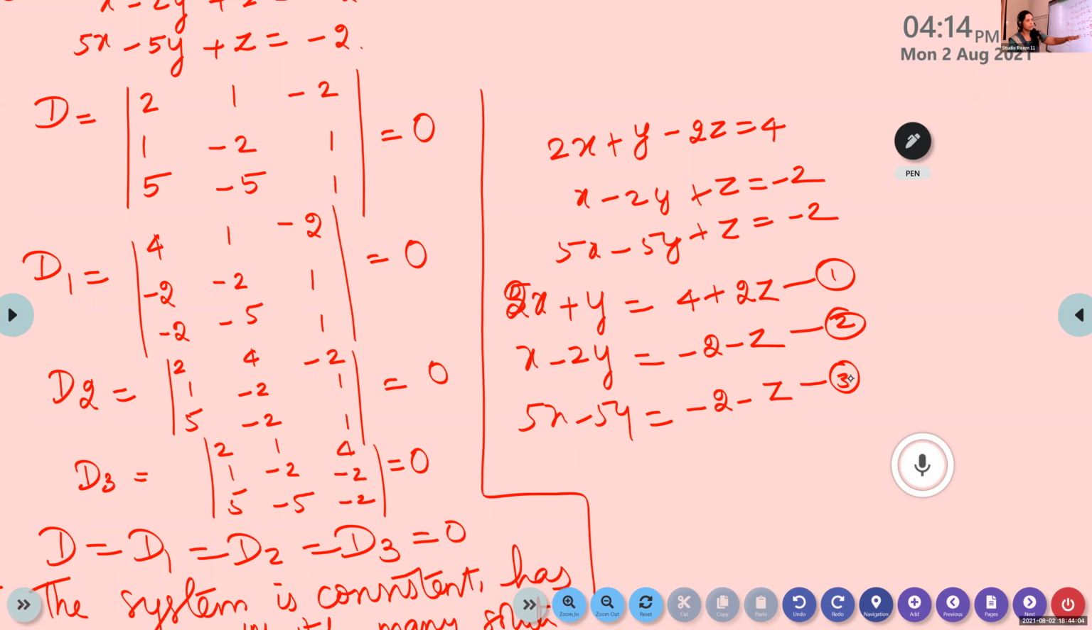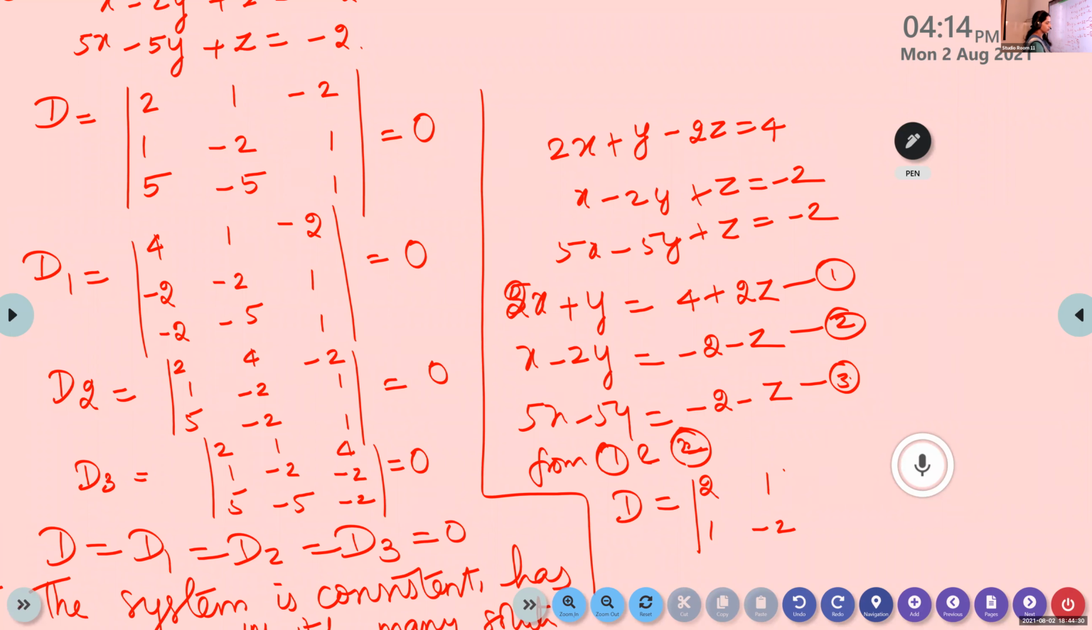So now don't bother about the third equation. You take only the first two equations. From the first two equations, from 1 and 2, I consider only these two. From the first equation, I'm defining D. This part I'm going to take as constant, so only the x and y variables I'm going to consider.